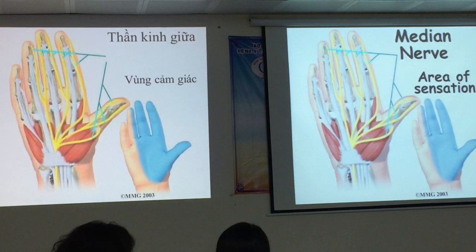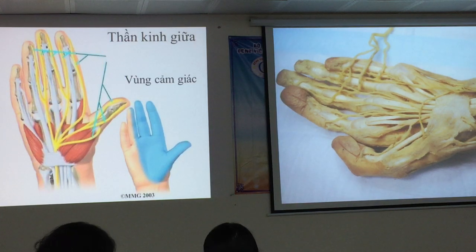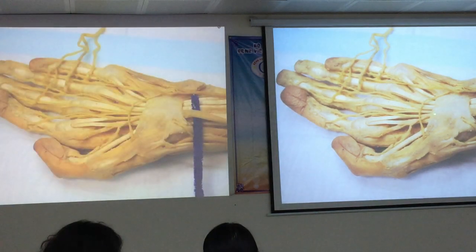Vì nó sẽ chi phối cái vùng cảm giác như ở trên hình. Thì cái vùng chi phối cảm giác của mỗi người nó có thể khác nhau, nhưng mà đa số sẽ có vùng chi phối như vậy. So this is the nerve here, so you can see it comes up and then passes deep underneath that retinaculum and then goes down to supply the fingers.